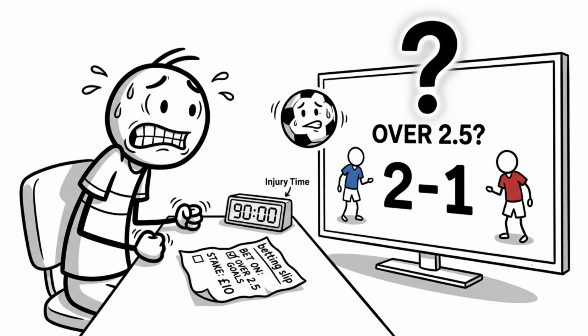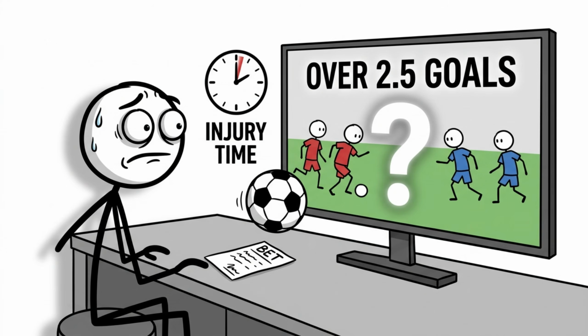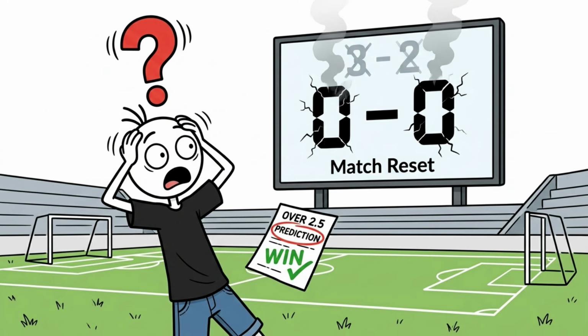You look at a football match, 2 teams, 90 minutes, and one simple question. Will there be at least 3 goals? Sounds easy, right? You see a team that scored 4 goals last weekend. You see another team that conceded 3. You check the odds, and boom, you place your over 2.5 bet.